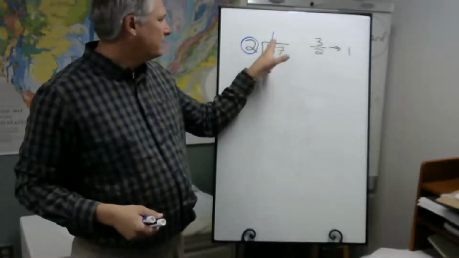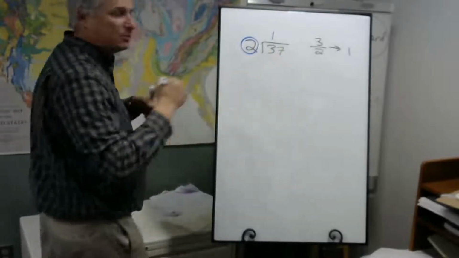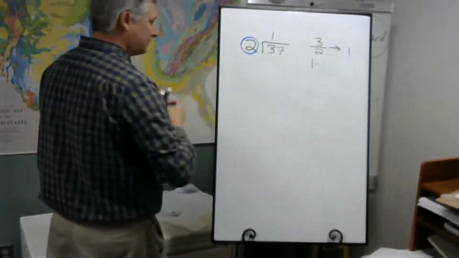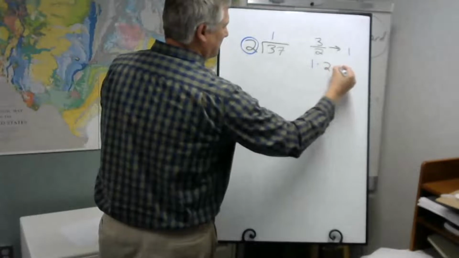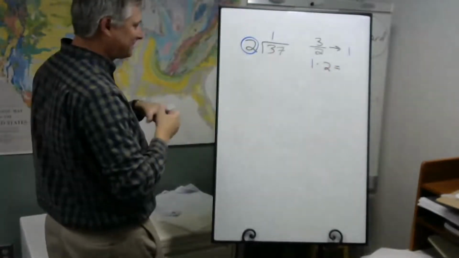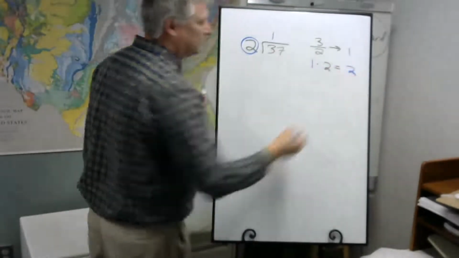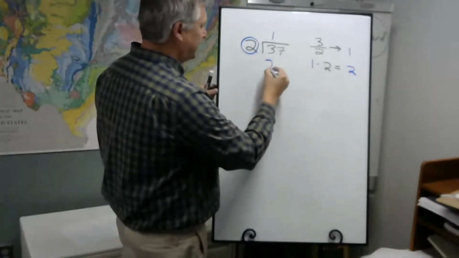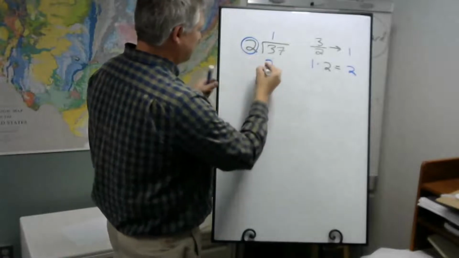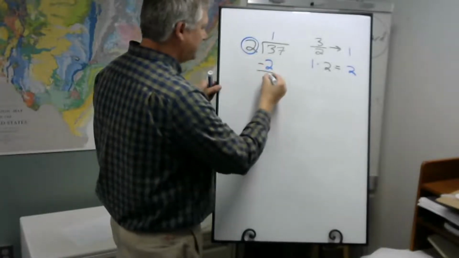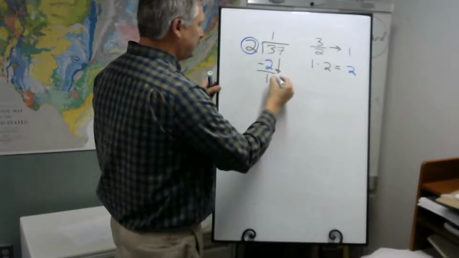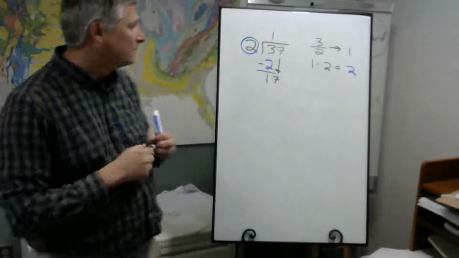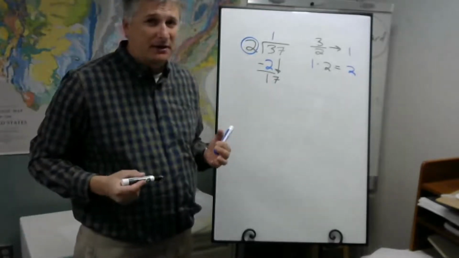But then we say 1 times 2. Do this multiplication. And that is an equal sign. 1 times 2 is 2. So we take that 2 and we put it right here. We subtract, we get 1, bring down the 7, and that's our first cycle of division. Now we do a second cycle.